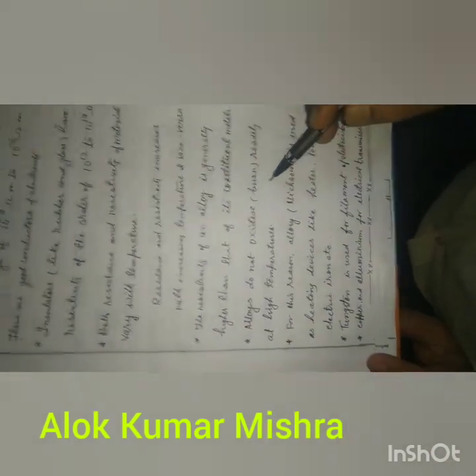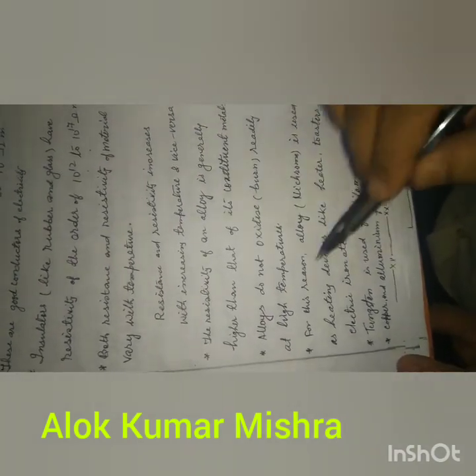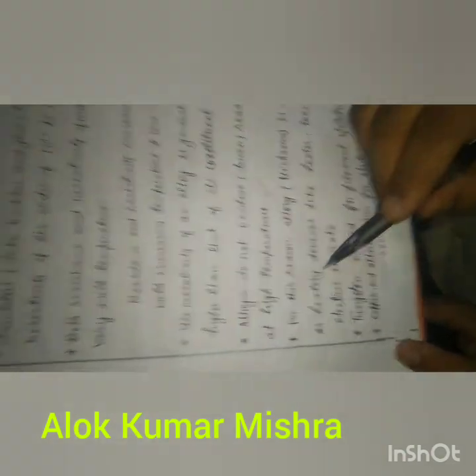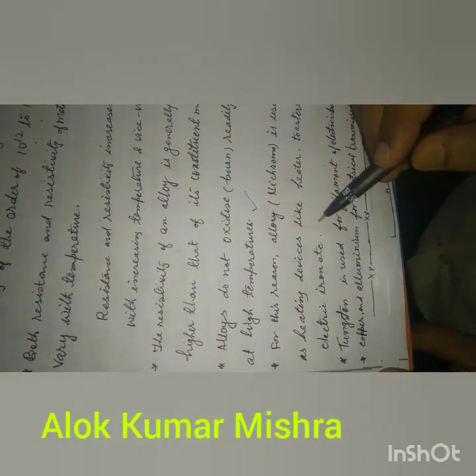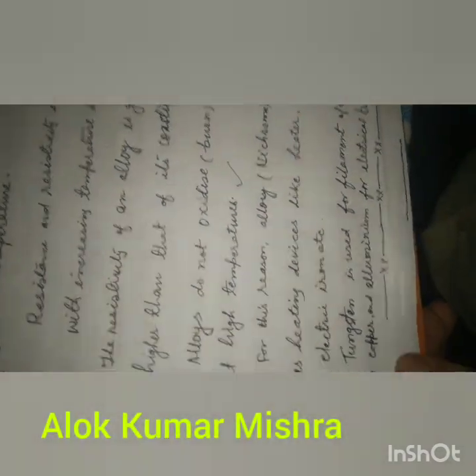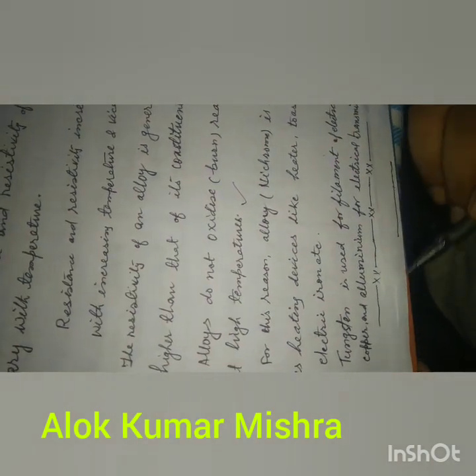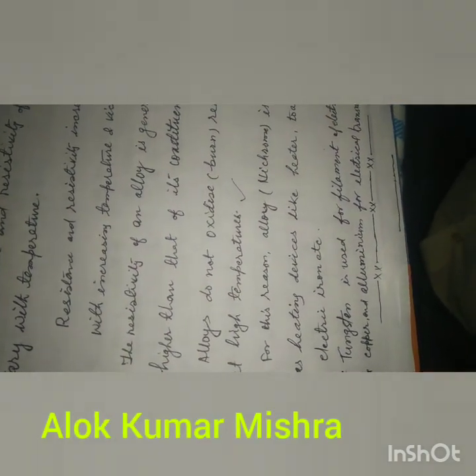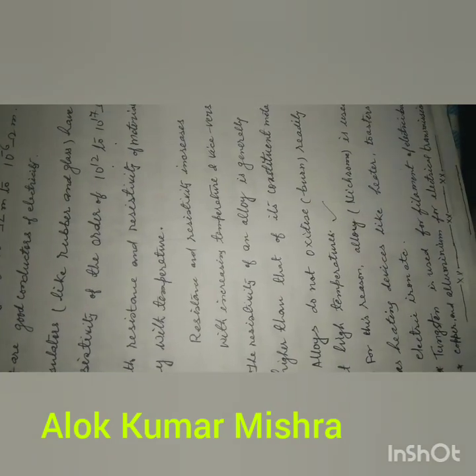Alloys do not oxidize. It means an alloy does not burn readily, even at high temperature. For this reason, alloys are used as heating elements in heating devices like heaters, toasters, electric irons, etc. Tungsten is used for the filament of electrical bulbs. Copper and aluminium are used for electrical transmission lines. These uses are due to the properties of resistance and resistivity we studied.